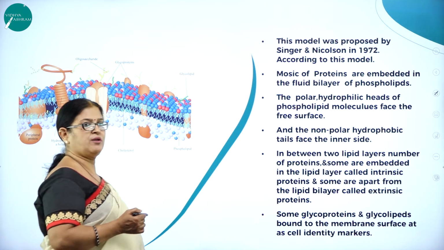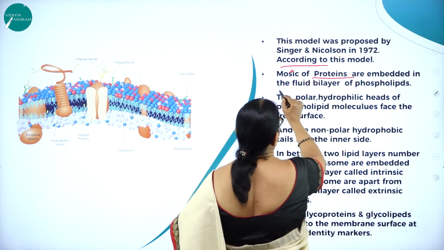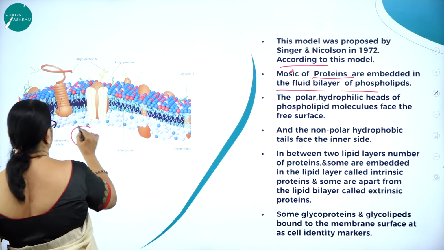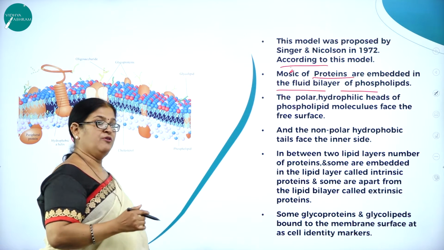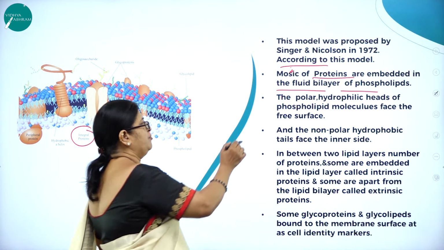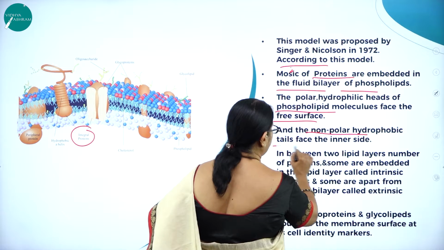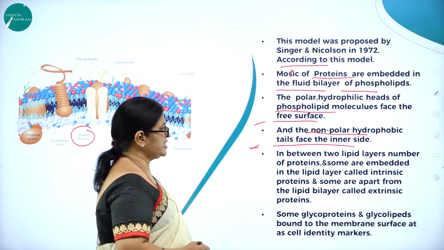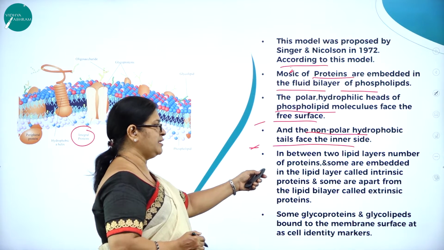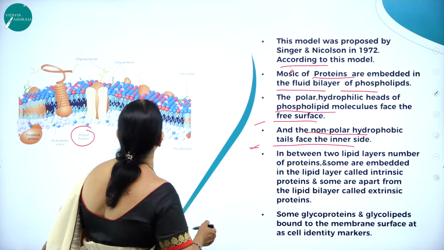So what is this model all about? According to this model, a mosaic of proteins is embedded in the fluid bilayer of phospholipids. Here you can see the integral proteins. They are like a mosaic, hence the name fluid mosaic model. The polar hydrophilic heads of phospholipid molecules face the free surface and the non-polar hydrophobic tails face the inner surface. In between the two lipid layers, a number of proteins are present; some are embedded in the lipid layer, called intrinsic proteins, and some are apart from the lipid layer, called extrinsic proteins.